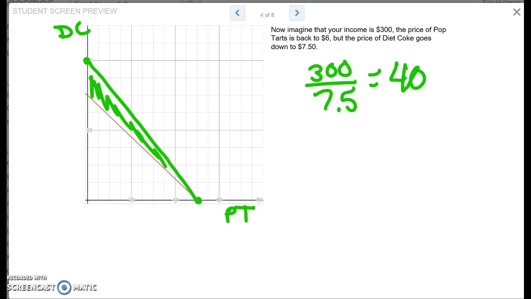When a price goes down, that's good for me. So it makes me better off. I have more potential bundles to choose from. We're going to see why that's good for us in the next few videos. But anyway, this is the way the budget constraint would shift. Right.